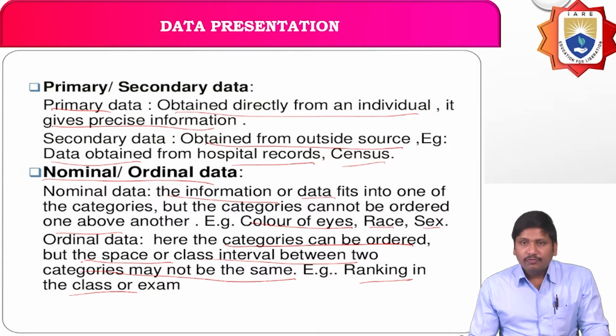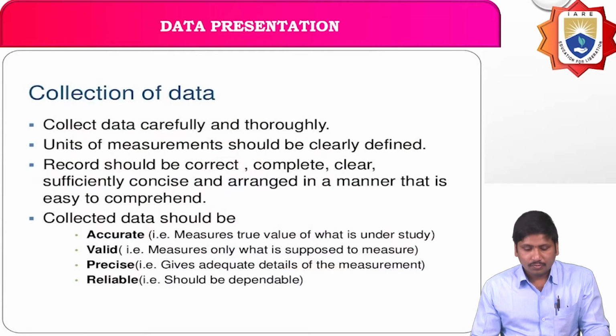So that is the difference between nominal data and ordinal data. Nominal data means data that can be fitted into one of the categories, and ordinal data means data where these categories can be ordered between the class intervals of the categories.